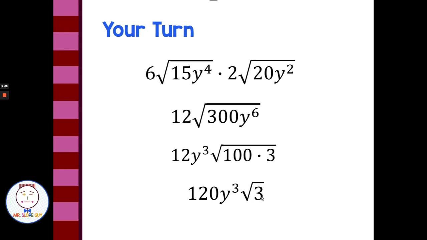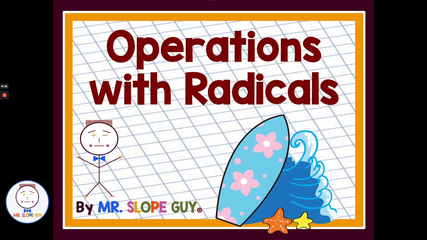And I can always double check and make sure that what's left in the radicand doesn't have any perfect square factors, and 3 does not. So we are completely simplified. And I hope that helps you guys with your operations with radicals.